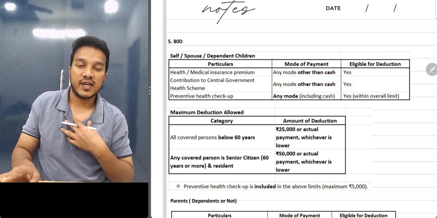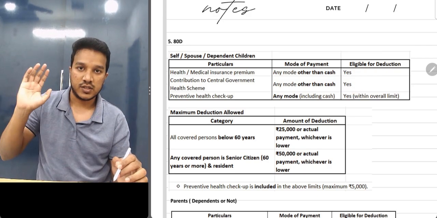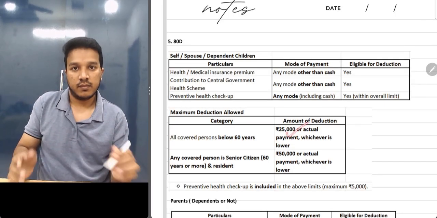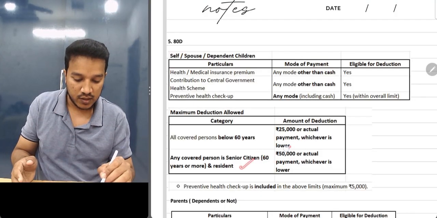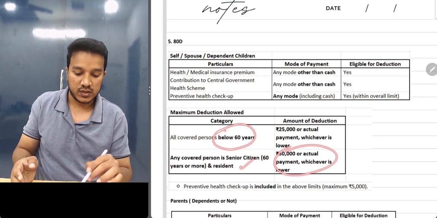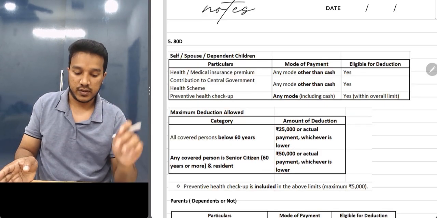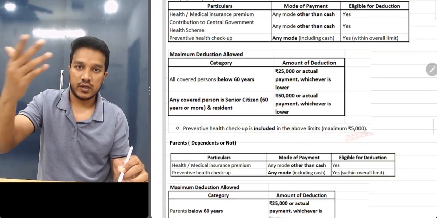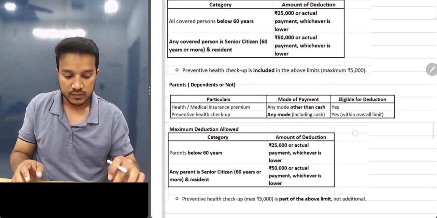Now if my age is above 60, then the maximum deduction is 50,000. If my age is less than 60, then 25,000. My age or my wife's age. If it is above 60, I'll go for 50,000. If we are below 60, then I'll go for 25,000. So the maximum deduction is 25,000. Preventive health checkup of 5,000 is also included in the above limits. Cool.